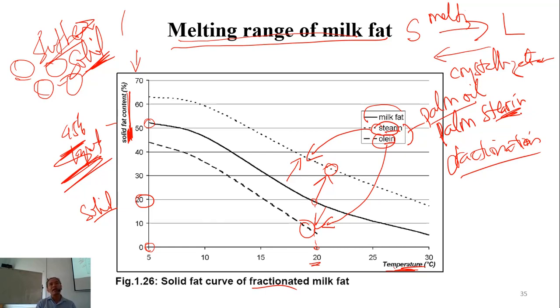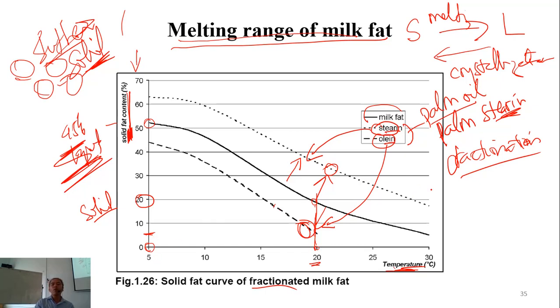When you want to apply it in some food which needs a solid structure, a kind of crunchy texture, then you need solid fat. Good. Now, for example, olein has a lower melting point, so at the same temperature there is less solid fat inside.